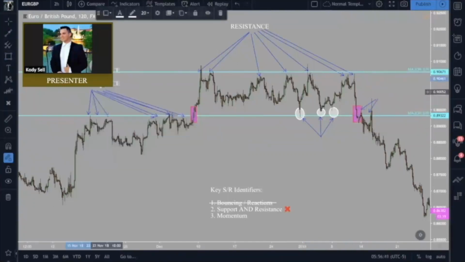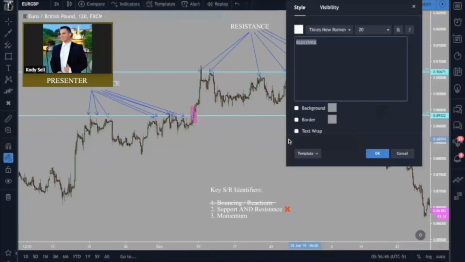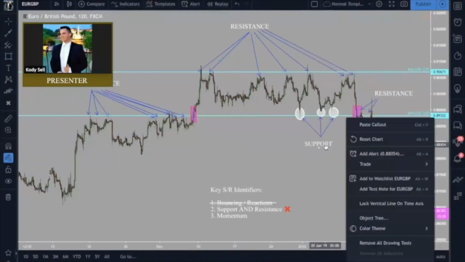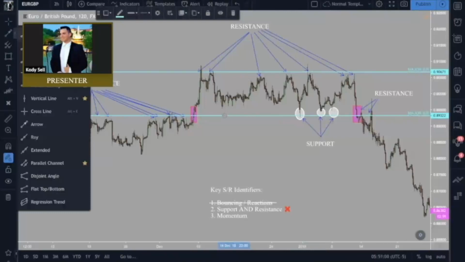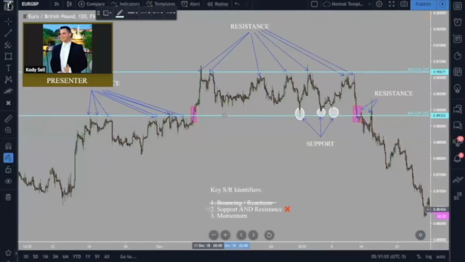So let's clone this. Let's bring this over here. Clone this again, bring it over here, and we have support. So for this specific support and resistance level right here, we are indeed able to mark off the second criteria. It does act as support and resistance.